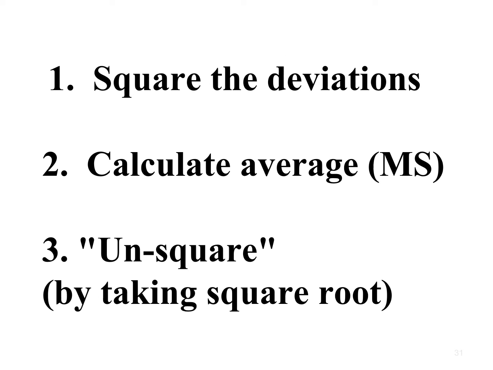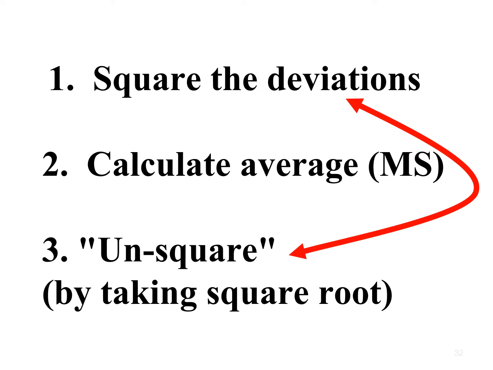Here are the 3 steps for calculating the standard deviation. The first step is to square all the deviations. Remember, the deviations are exactly the same as distances, except that the deviations have plus or negative signs to indicate if they are above or below the mean. So in this step, you are squaring the distances. After squaring the deviations or distances, the second step is to calculate the average of these squares, which we call the mean square. And the third step is to unsquare the mean square by taking its square root. That gives us the standard deviation.